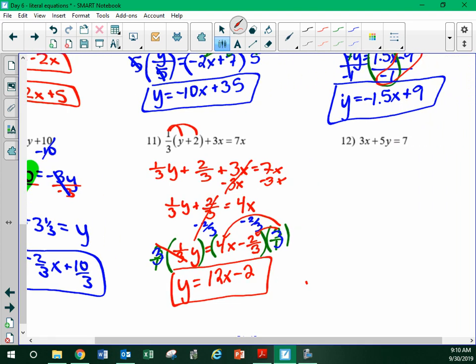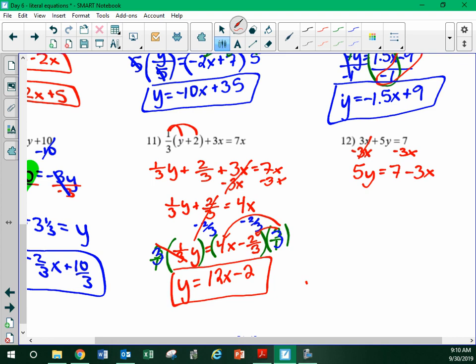Alright, number 12. So if 3x plus 5y equals 7. Again, I need to get y by itself. It's a positive 3x. Right, there's no sign in front. That means it's positive. What's the opposite of our positive 3x? Minus 3x. So it's a positive 5y. So 5y. And you could write it as 7 minus 3x. We'll flip it around in the end. Can't combine them, right? One has a letter, one doesn't.